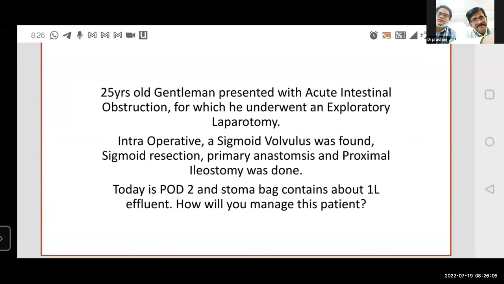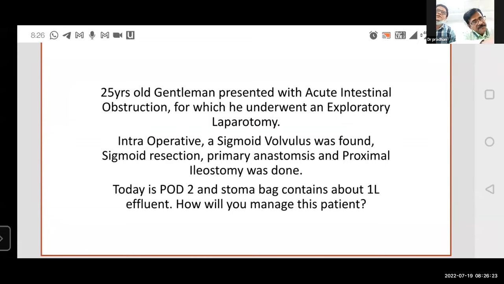Fine. Then, suppose the patient is obese. Sir, an obese patient who is having a bulge in the lower abdomen. Is it the ideal site, or will there be some change in the stoma site creation? Sir, there should be a change in the stoma site.